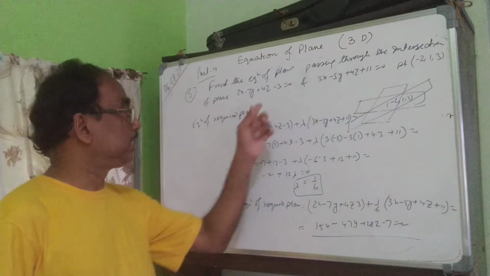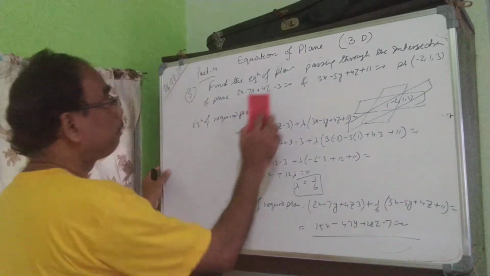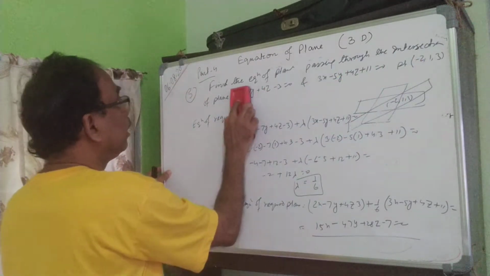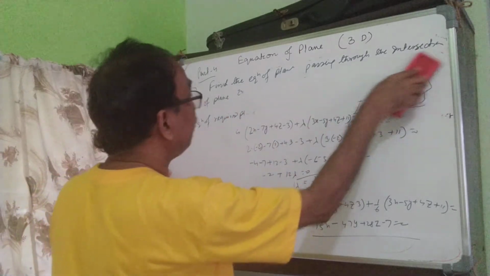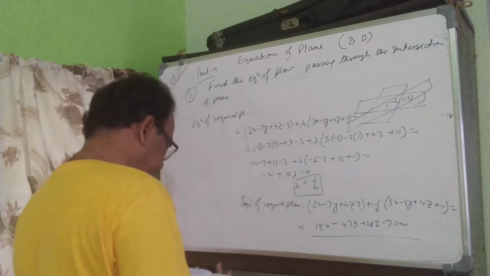This was when the equation of the plane is given in Cartesian form. Now, if the equations of the two planes whose intersection the plane passes through are given in vector form, here the equations of the two planes are given in vector form.